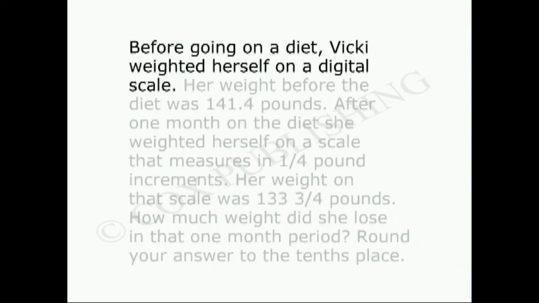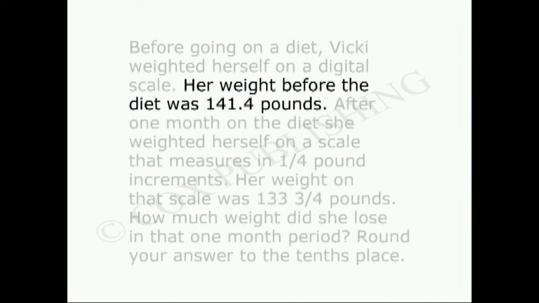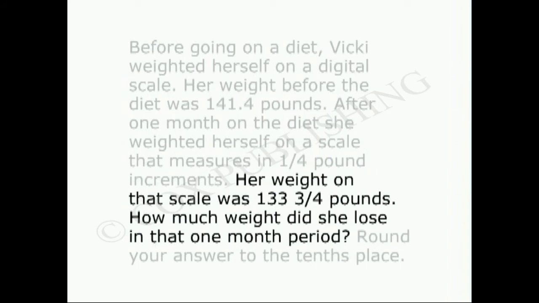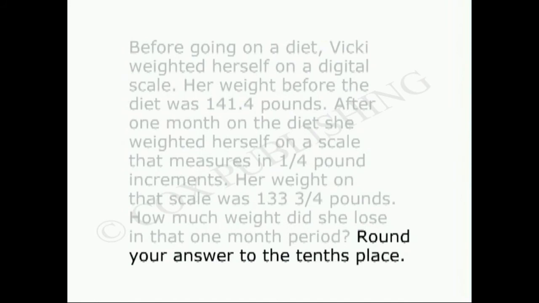Before going on a diet, Vicky weighed herself on a digital scale. Her weight before the diet was 141 4/10 pounds. After 1 month on a diet, she weighed herself again on a scale that measures in 1/4 pound increments. Her weight on that scale was 133 3/4 pounds. How much weight did she lose in that 1 month period? And round your answer off to the nearest tenth.